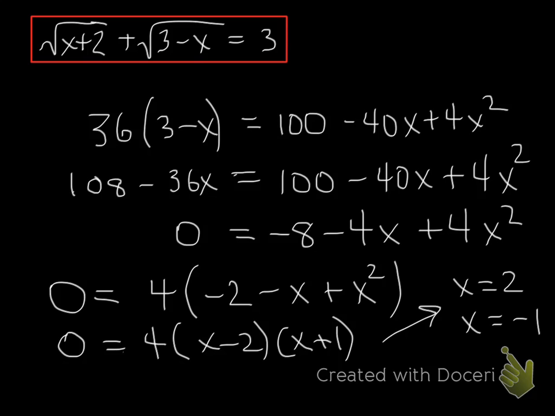At this point, you're going to want to verify these solutions. Occasionally, you can get extraneous solutions. So we go to check x equals 2. Plug it into your original equation there. X equals 2, you have root 4 plus root 1, which is 2 plus 1, which is 3. So this one's good. Plugging in negative 1, you get root 1 plus root 4, which is again 1 plus 2, which is 3. So this one's good as well. And you're done.